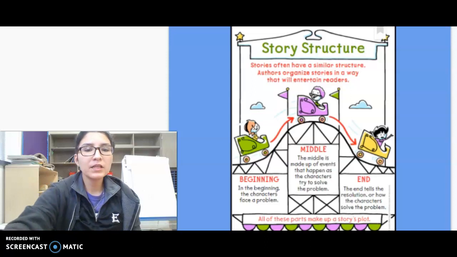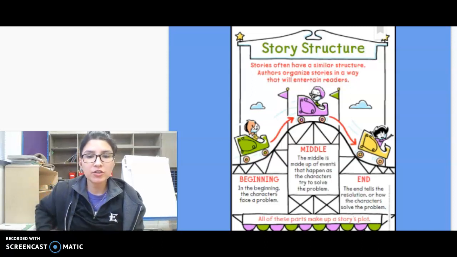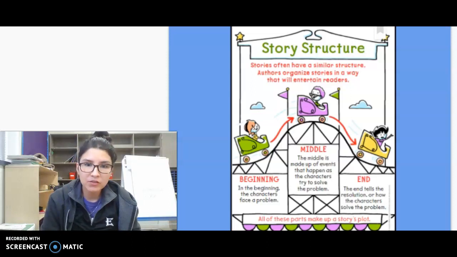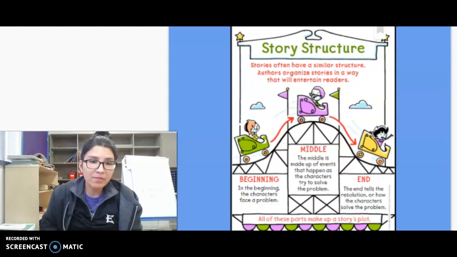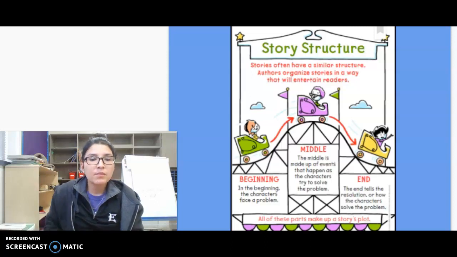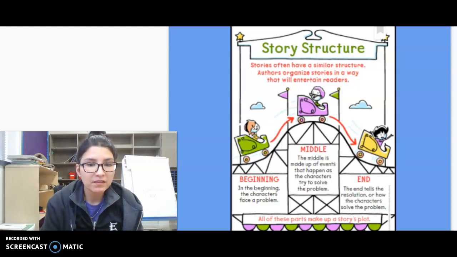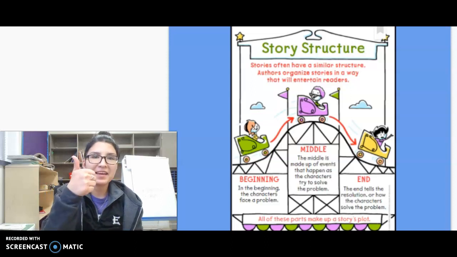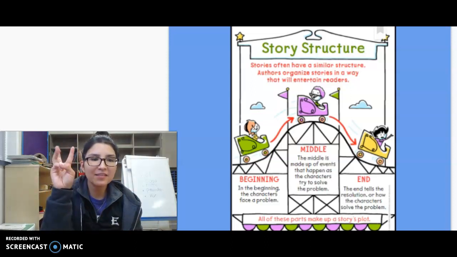So, when we talk about a story's structure, we talk about the actions that happen that make up the story, right? There's all these different things that happen throughout the story, all these different events that make the story what it is. So, we need to remember that a story can be divided into 3 parts. I'm going to let you think about what are those 3 parts. What are they called? Right, the beginning, the middle, and the end.